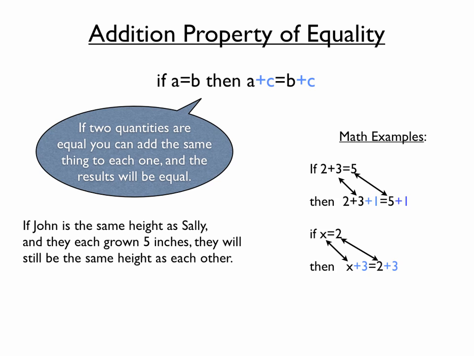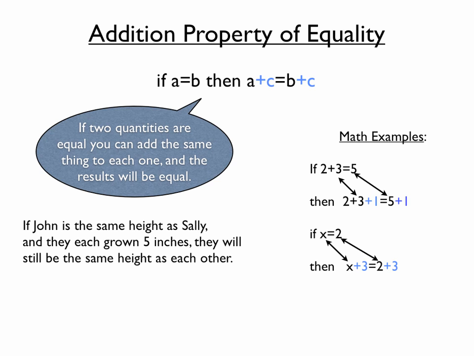A real-world example, again using the heights of our friends John and Sally. If John is the same height as Sally to start out with, and each of them grows 5 inches, they'll still be the same height as each other. They each add 5 inches to their height, and since they started out the same height, they end up the same height as each other. They're both 5 inches taller, but John and Sally are still the same height as each other.